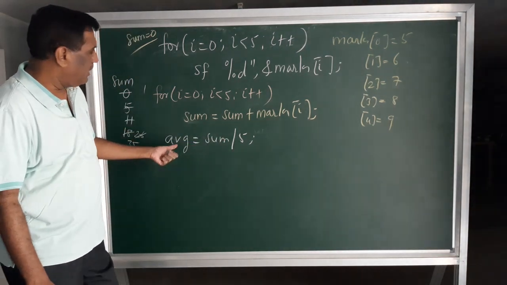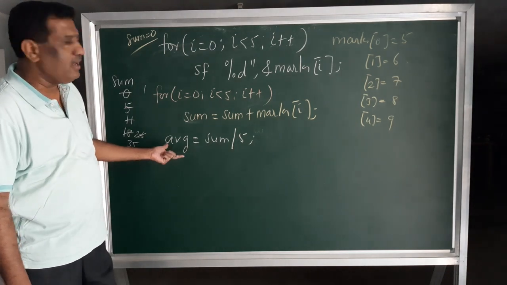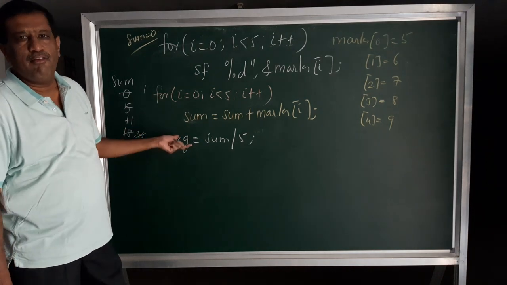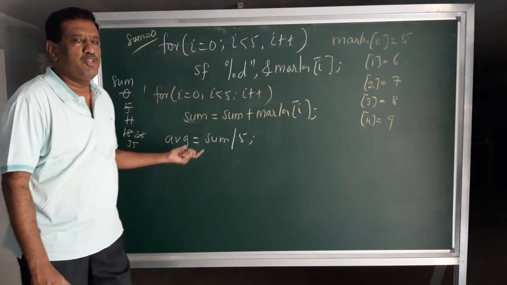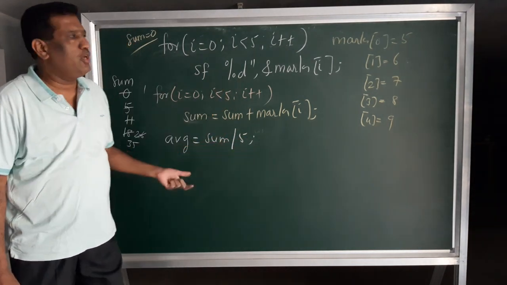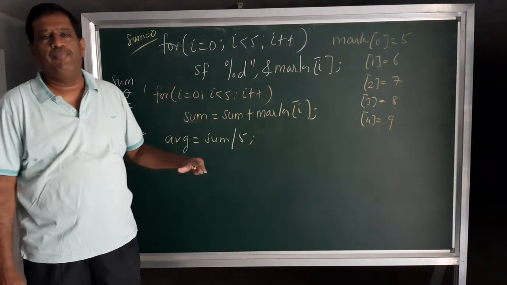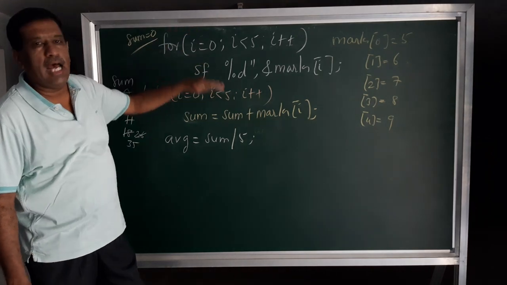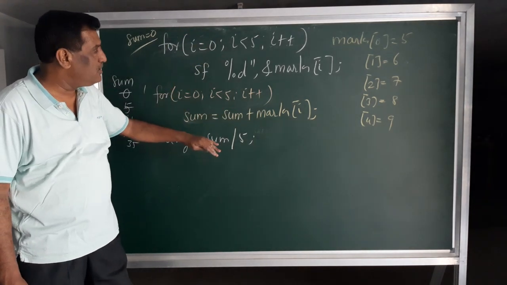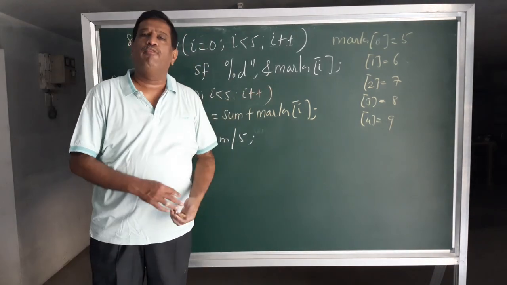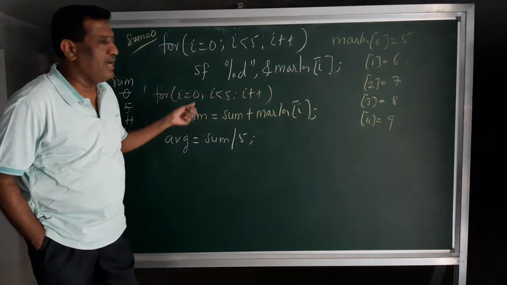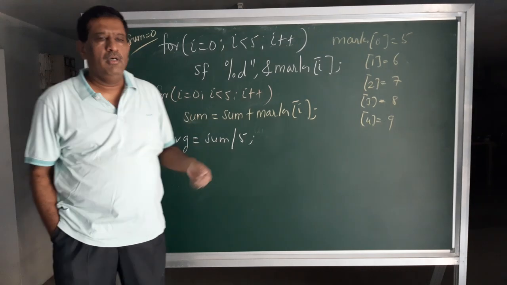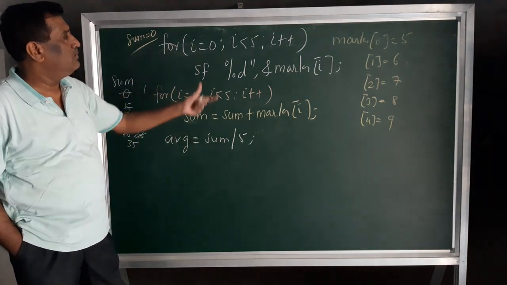Of course, you need to give the relevant data type for this particular average. Depending upon the data type, either it will give you a value without a decimal point, or it will give you a value with a decimal point. So that is not so important. The whole idea is this is how you read the elements into an array with the help of your standard input device, that is your keyboard. Okay? Now, just have a look at it.